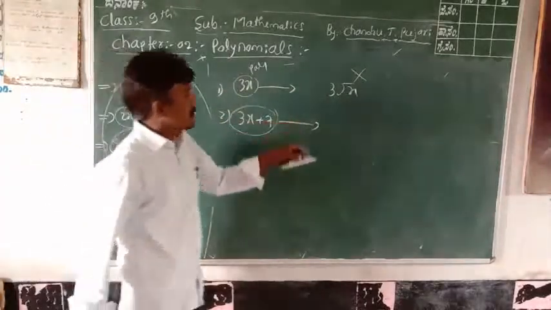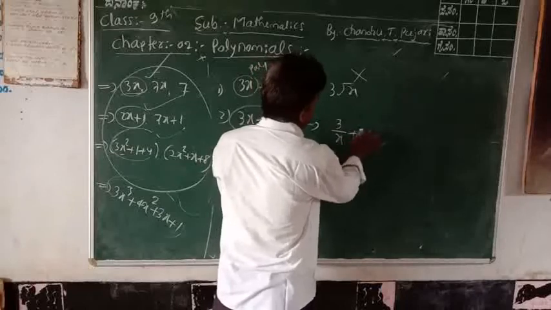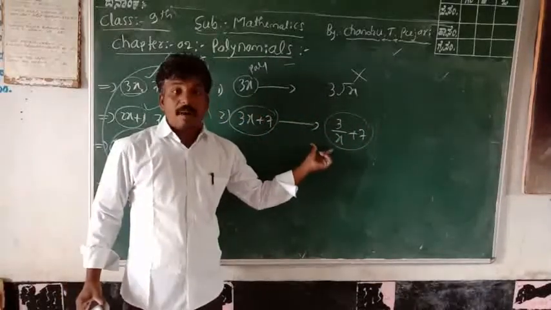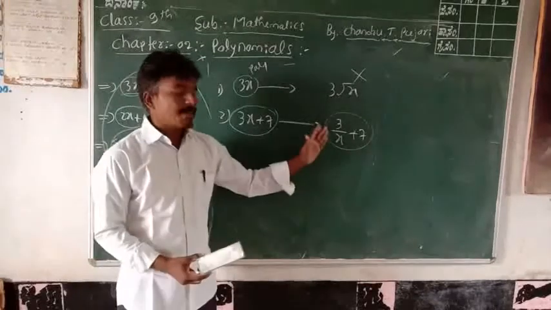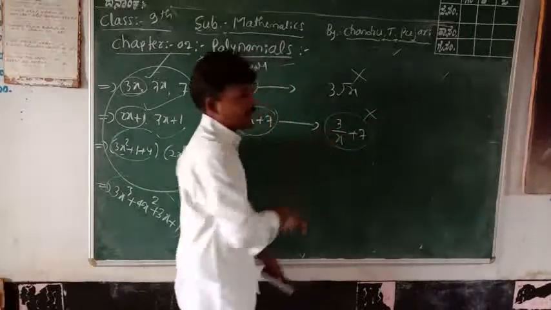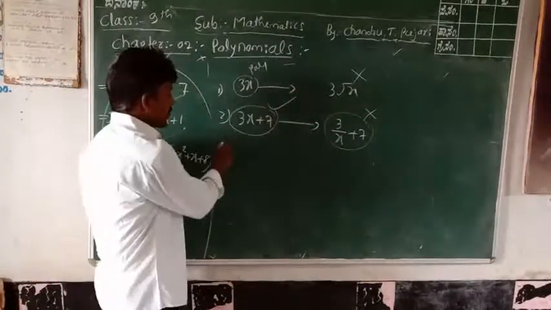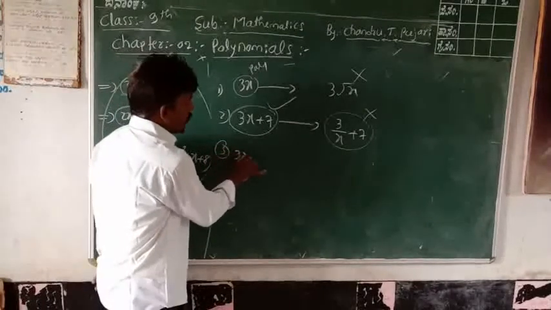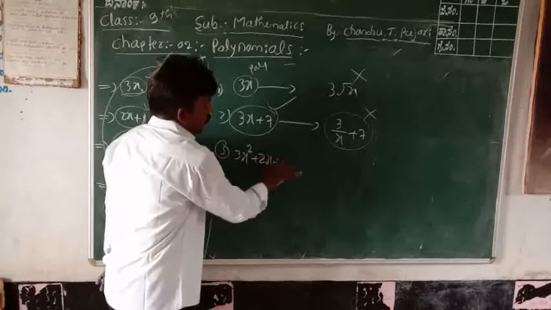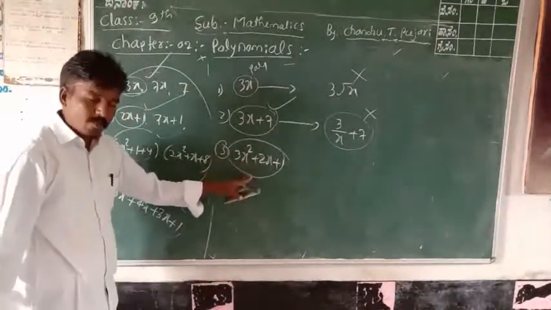In this one, 3 by x plus 7, is this a monomial? Sorry, binomial? No, this is not a binomial. This is not a polynomial. This is not a polynomial. This one is a polynomial. The next one, 3x squared plus 2x plus 1. This is a polynomial, and this is also a trinomial.